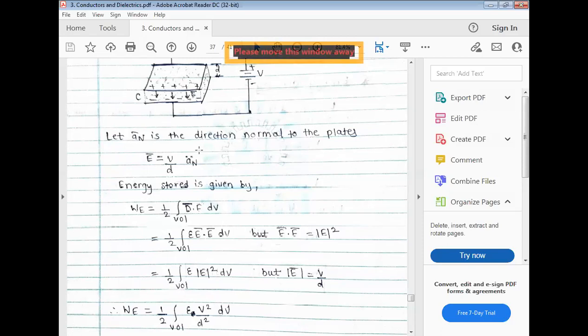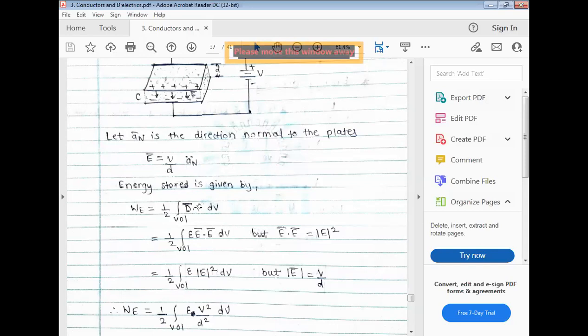And we have also seen the formula for energy stored. In the second chapter we have seen energy density. That energy stored is given by W_E equal to 1 divided by 2 into the volume integral of D bar dot E bar into dv. This is the formula which we have already derived.